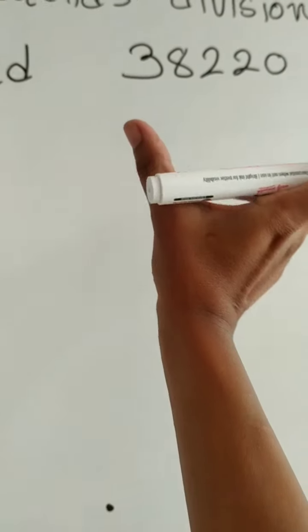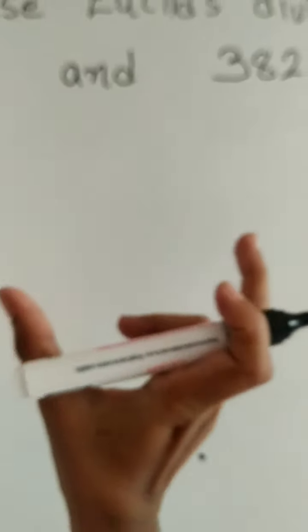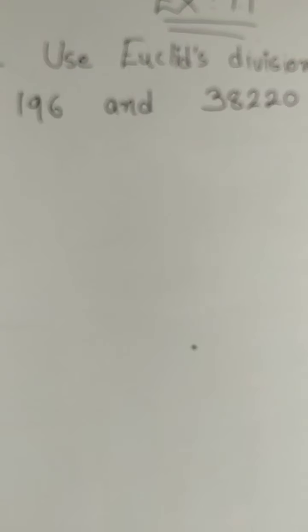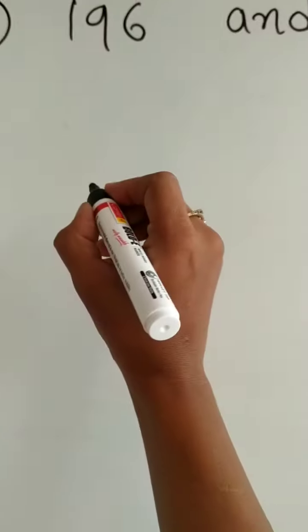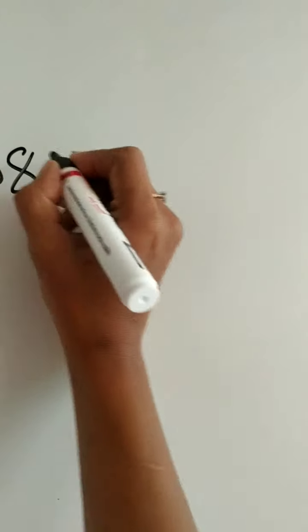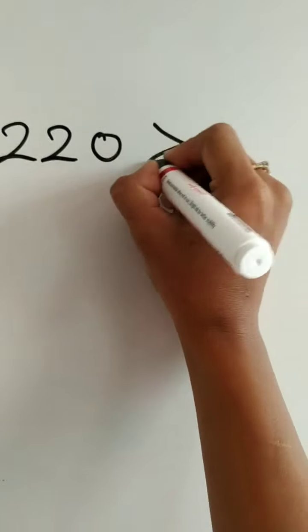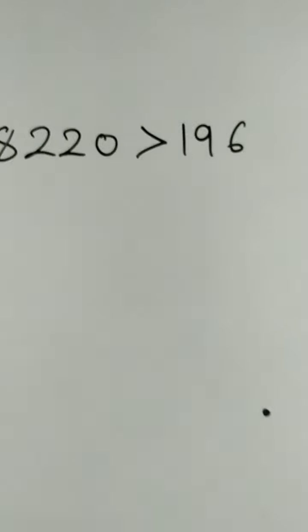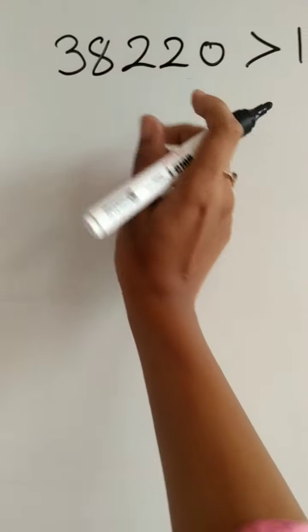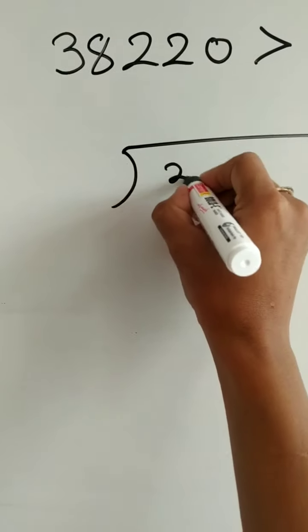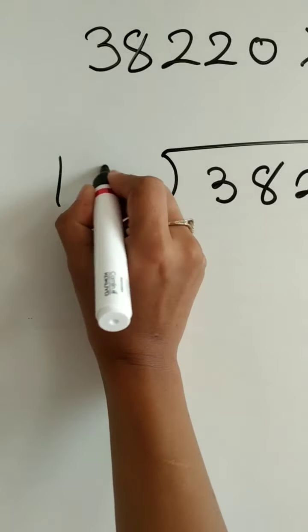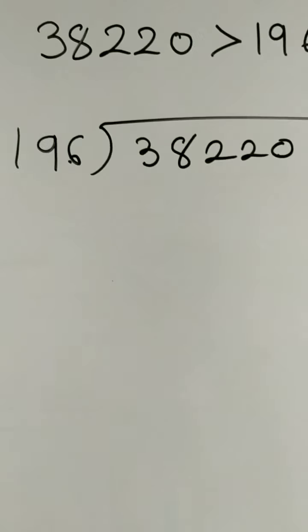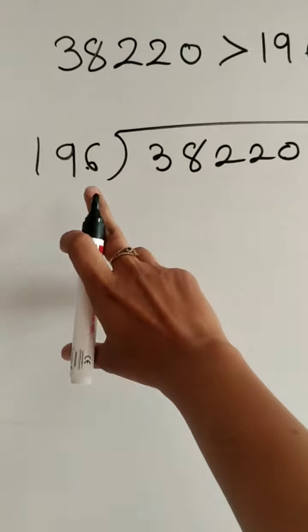As I told you, we will compare both numbers, to see which number is larger and which is smaller. So here we will write that 38,220 is greater than 196. When we did the comparison, the bigger number will come inside and we have to divide it by 196. Now we have to check in the table of 196 when this number will come.